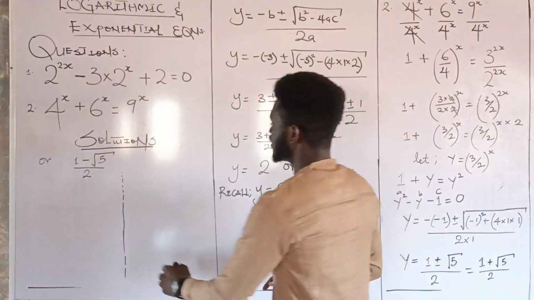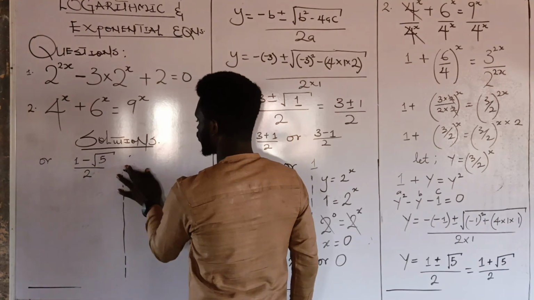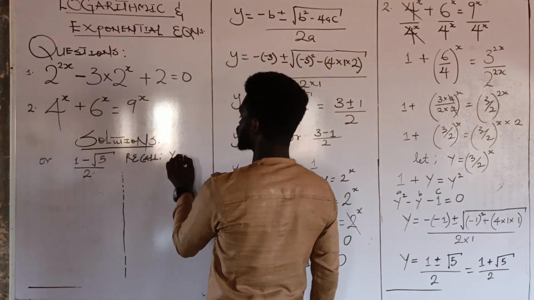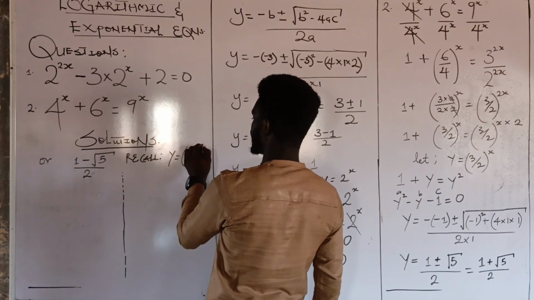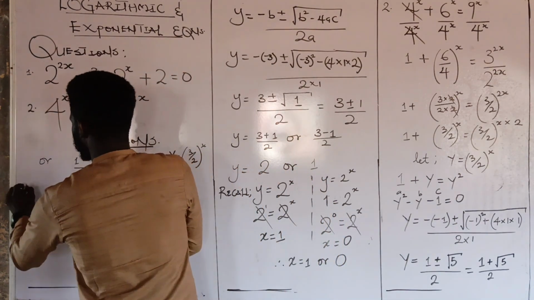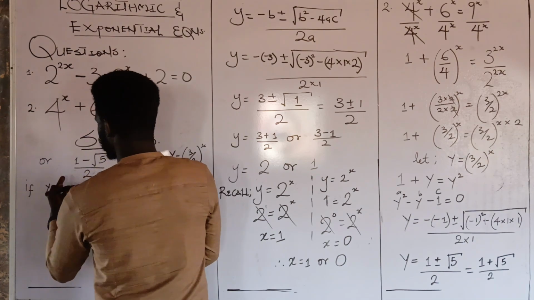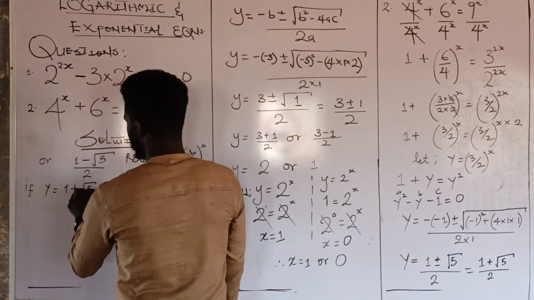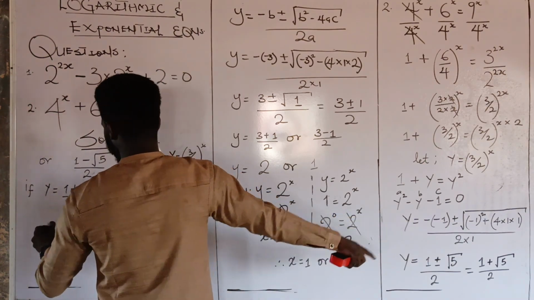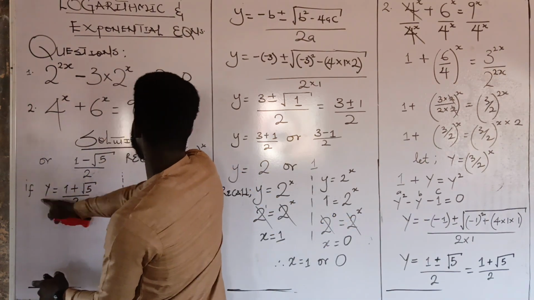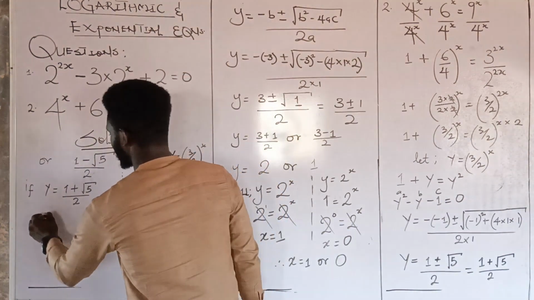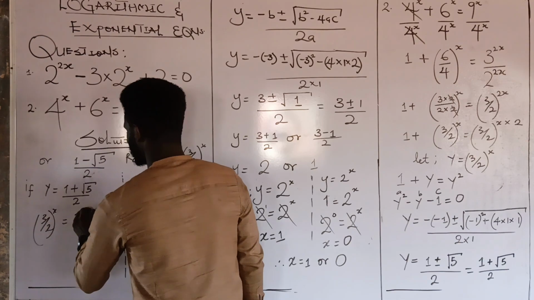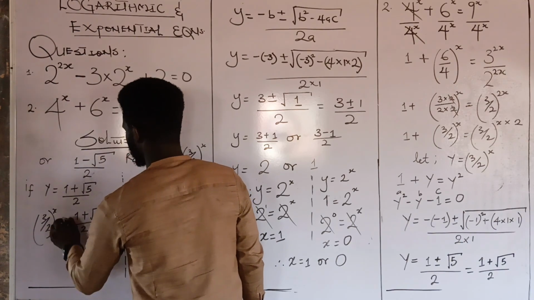So recall that y is equal to what? 3 over 2 raised to the power of x. So therefore, if y is equal to 1 plus the square root of 5 over 2, which was given there, and we know that y is equal to 3 over 2 raised to the power of x, then we can say 3 over 2 raised to the power of x is equal to what? 1 plus the square root of 5 over 2.